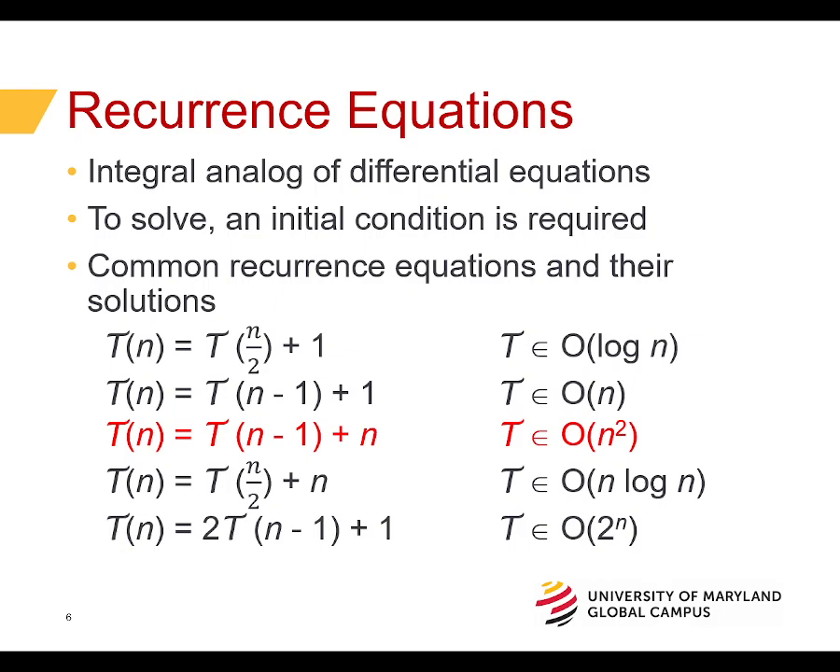In the next example, the work on a single activation is not constant but linear. The data set size is reduced by 1 each time. This is the recurrence equation for some of the simple sorts, such as the insertion and selection sort. The solution to this equation is quadratic. Here the data set size is cut in half each time, but the work on each activation is linear. This describes some of the more complicated sorting algorithms, the merge sort and the quick sort. The solution to this recurrence equation is n log n.